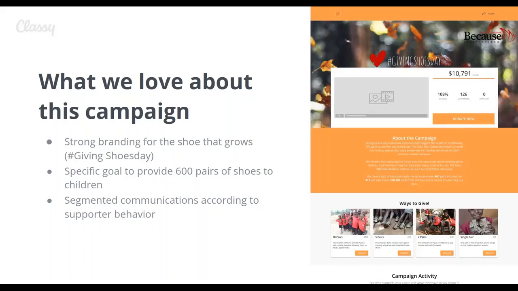Because International also did an excellent job of appealing to their donors across all promotional channels. Again, no single channel, and that includes social media, is sufficient to be the only means of communicating with your donors. Increase your campaign success by weaving in elements of your story across email, your website, social media, direct mail, etc. Because International tied their communications together with a clever hashtag that married their specific concrete goal of providing 600 pairs of shoes to children with Giving Tuesday. They branded their appeal as Giving Shoes Day.